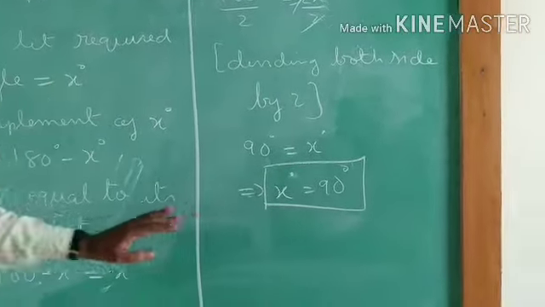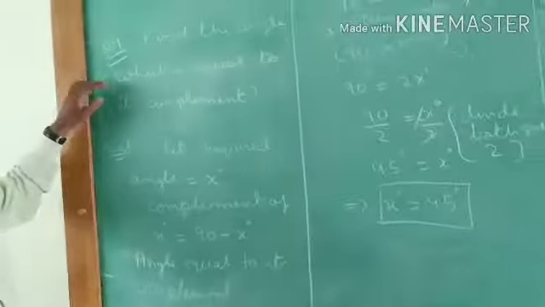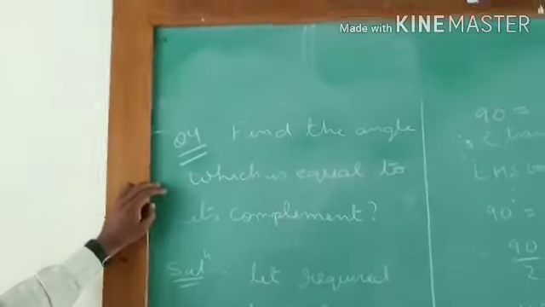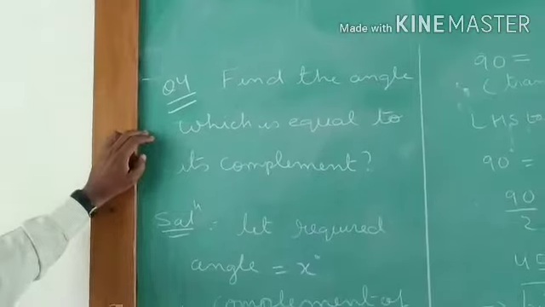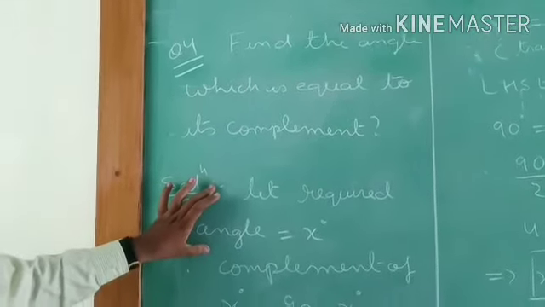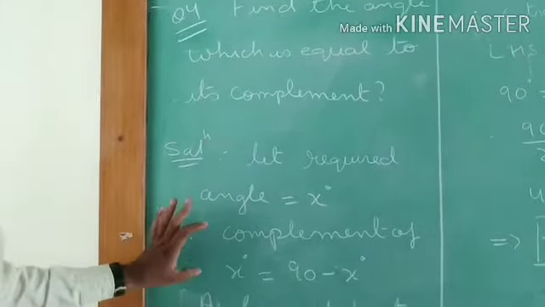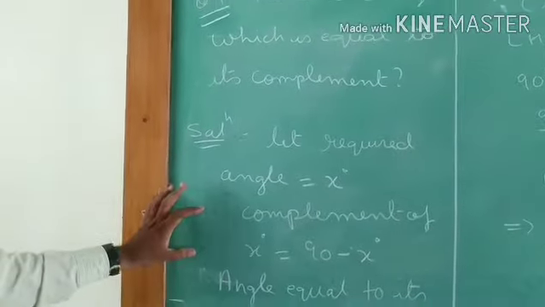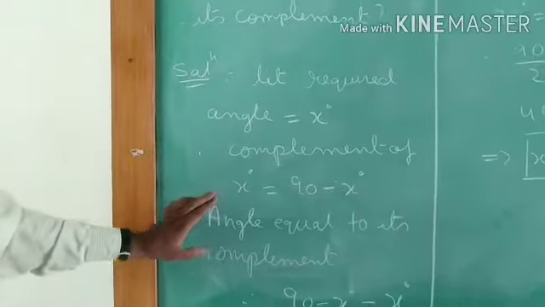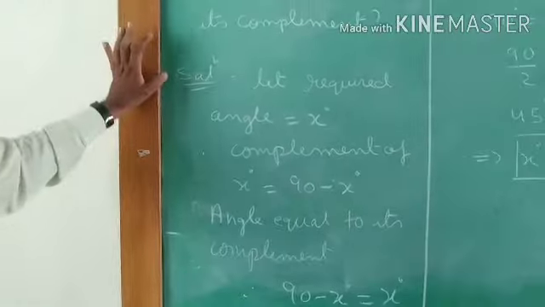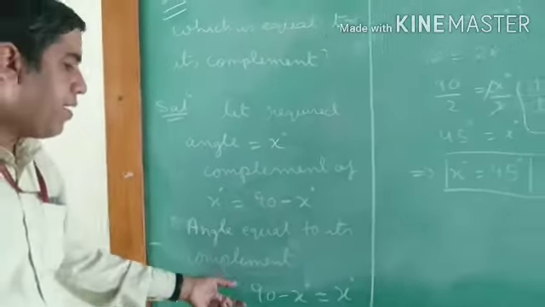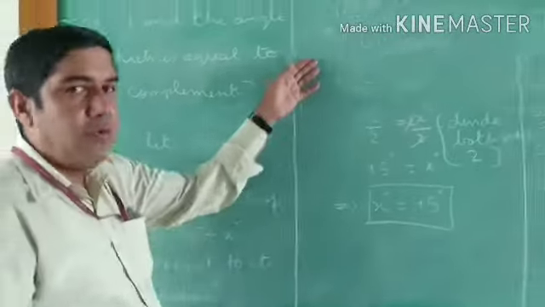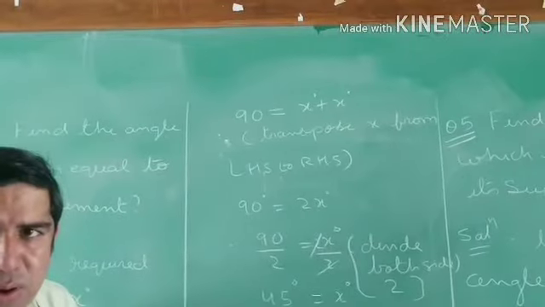Let me repeat this once again with you. Question number 4. Find the angle which is equal to its complement. So I have taken the unknown angle as x. Now by definition of complementary angle, what is the complement of x? 90 minus x. And it is given in the question, we want to make it equal. So 90 minus x equal to x, and by solving I got the answer x equal to 45 degree.